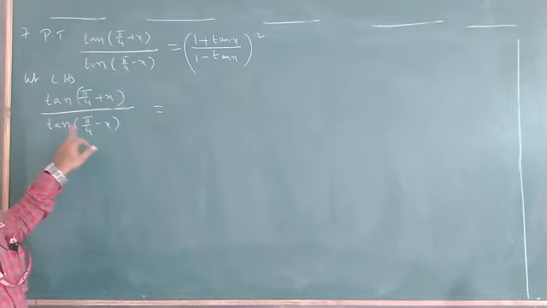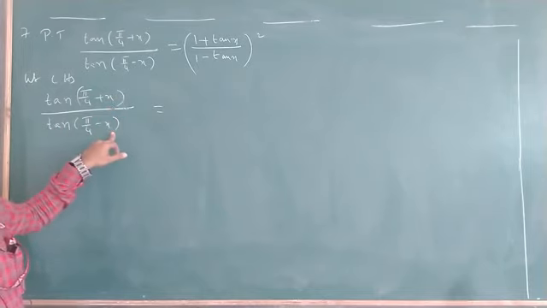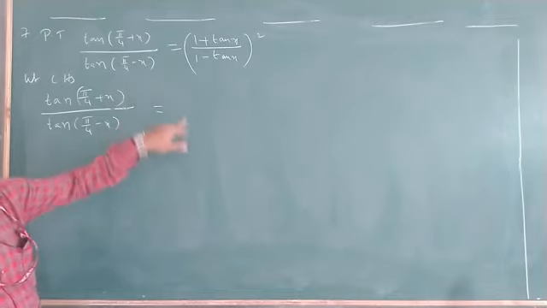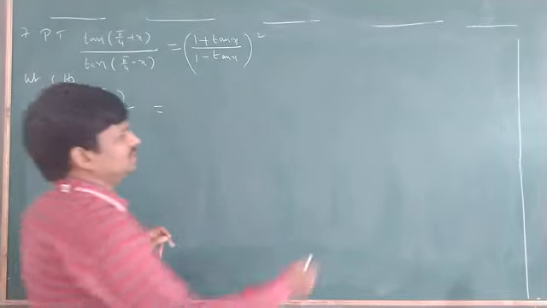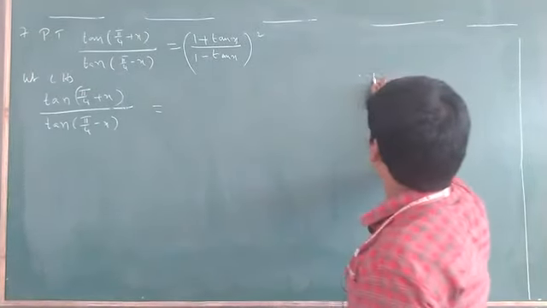Here in the denominator, tan of a minus b. Tan of a minus b is tan a minus tan b by 1 plus tan a tan b. We have to use those two formulas and simplify. Then you will get this. So I am going to write here. What is the formula of tan of a plus b?